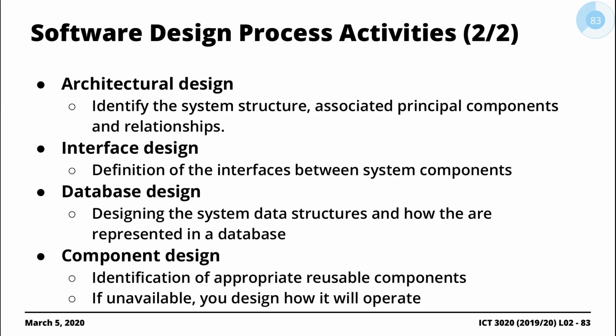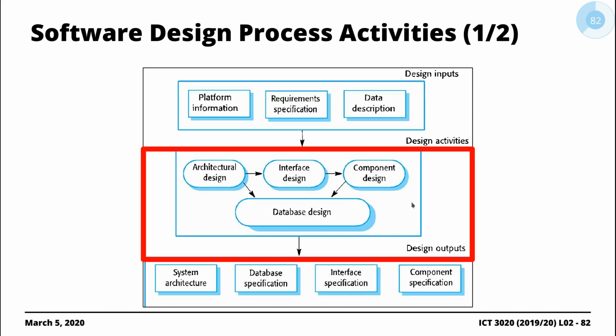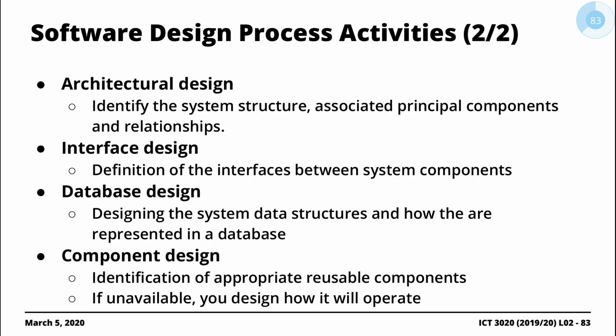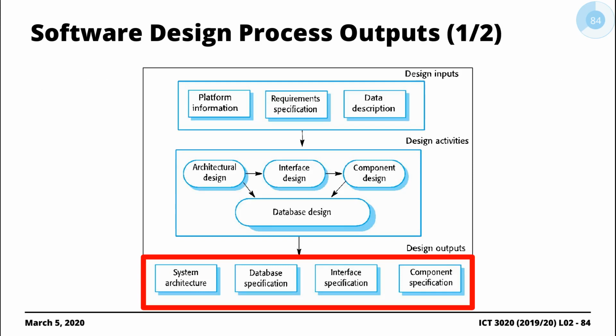All right, so in terms of the outputs coming in from these different design activities, this is a bit intuitive. There are 4 key outputs, right? The architectural design is going to result in the system architecture. The database design will enable you to come up with a robust database specification. The interface design process will come up with the interface specification, and finally the component design will yield the component specification, right?